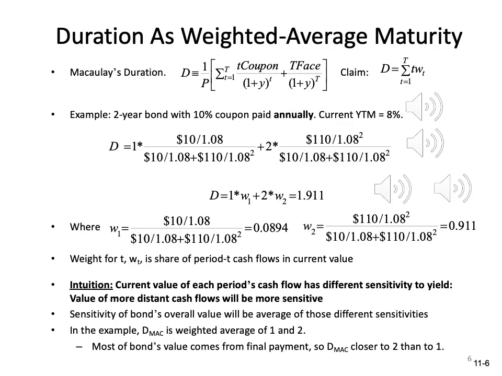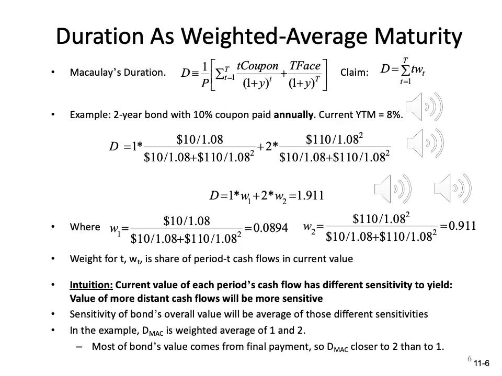So the unit of the duration is time period. In this example, we have a 2-year bond, 10% coupon paid annually. Current yield to maturity is 8%. Okay? So first of all, let's calculate the D.